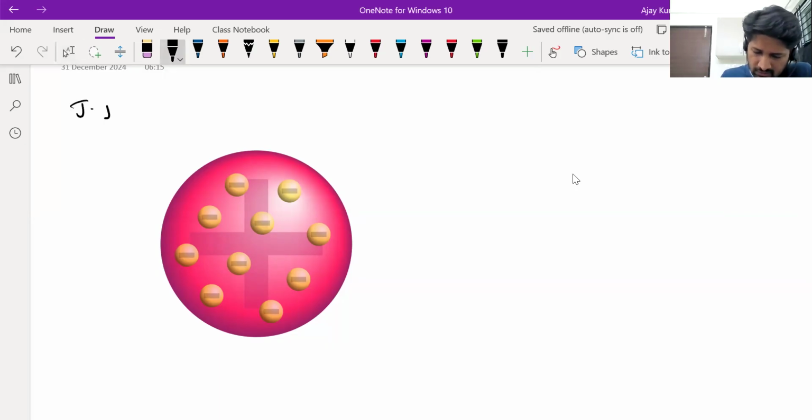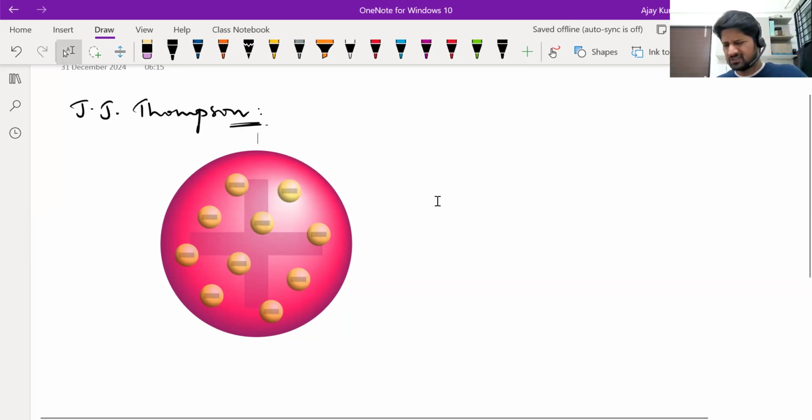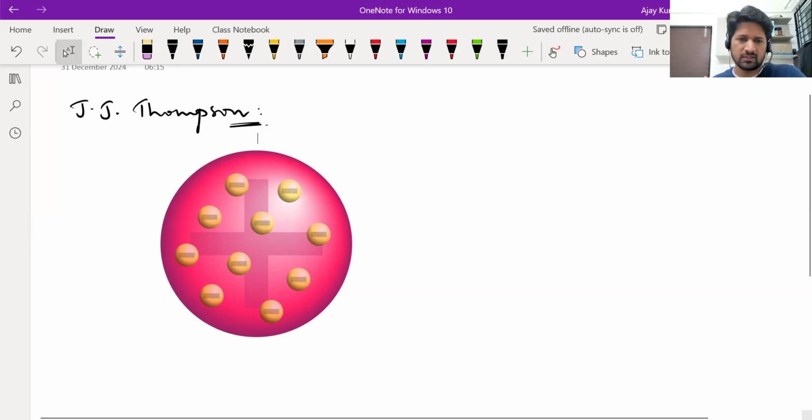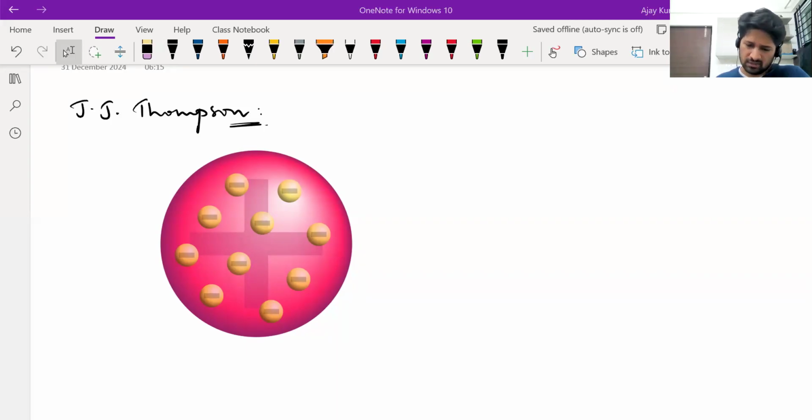So J.J. Thomson came up with a model of the atom, which is called the plum pudding model, or the watermelon model of the atom. So basically what he said is that the positive charge in an atom is distributed all over the atom, with the negative charge distributed like the seeds in a watermelon. Okay. So the flesh of the watermelon is the positive charge and the seeds of the watermelon are the negative charge. This is the model that he proposed.